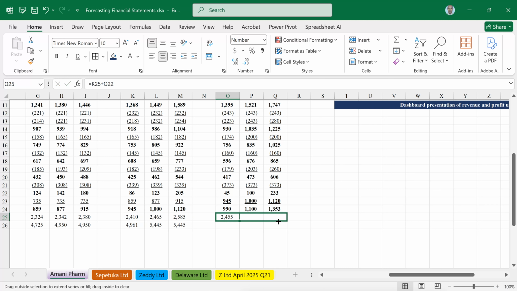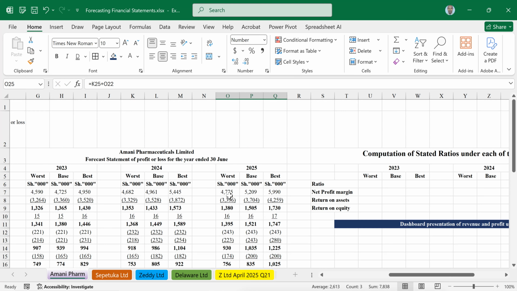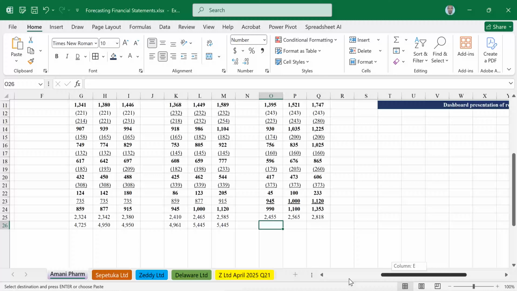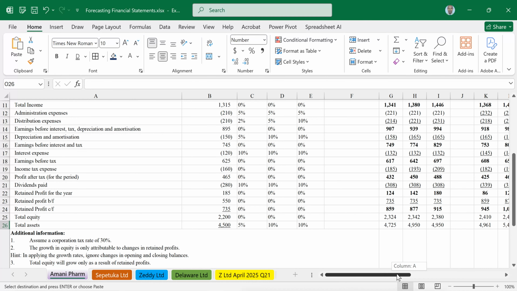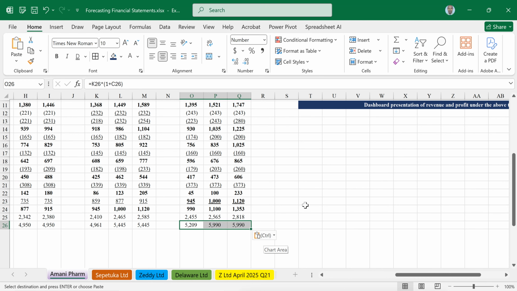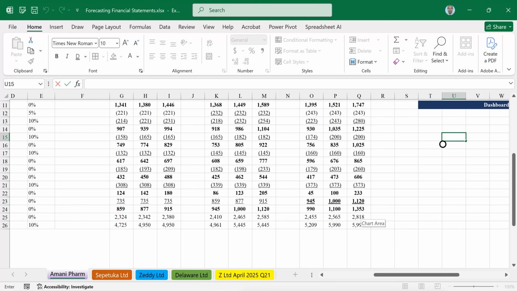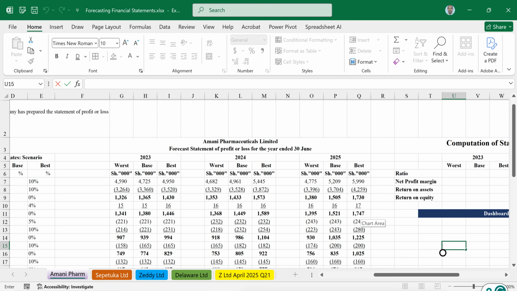Then you can use the formula for revenue, copy, and paste it on the last one, which is assets. So the last one is assets, which is growing with some percentages. So click on assets. You paste on assets, and that completes our forecasting for the periods. You can see forecasting under those periods that were given: 2023, 2024, 2025.